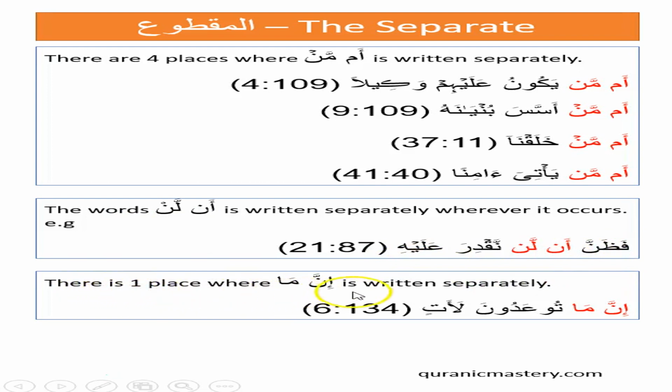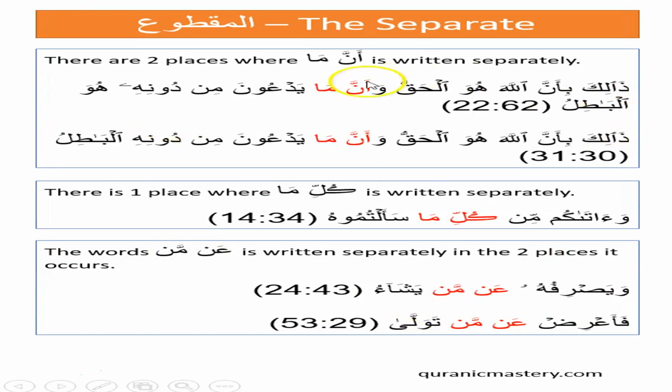There is one place where innama is written separately. So innama is different from imma. Of course, inna has the ghunna on the noon. So we have innama tu'aduna la'at. In other places, this is written together. So if you're going to stop on this one, you stop on in. But on the other one, you would stop at innama. Okay, so it's very, very important that we know the Maqtoo.